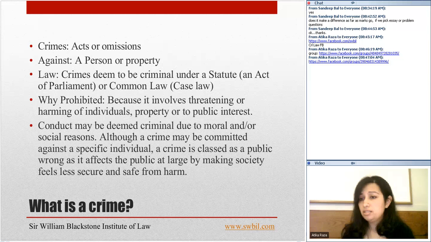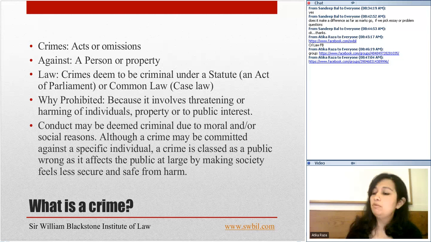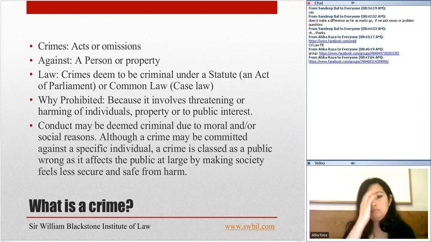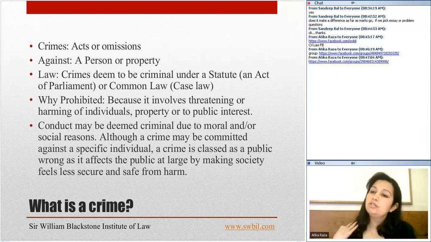Why do you have laws against certain things, that you shouldn't be doing certain things and you should be doing certain things? It's because what is considered a crime is threatening or harming an individual or their property or the public interest in general. Okay, what is the public interest?